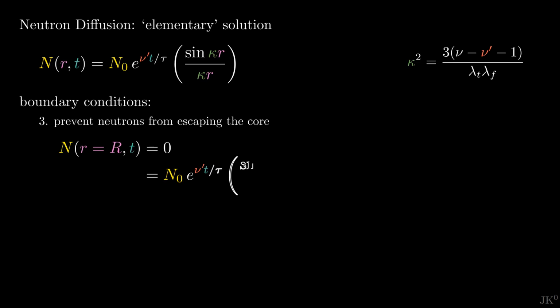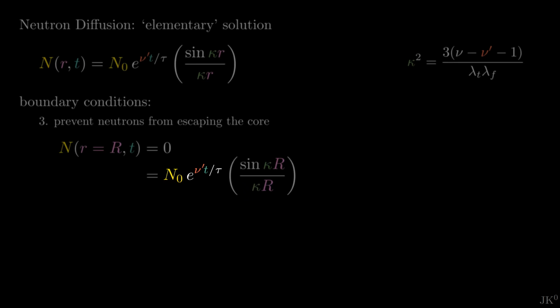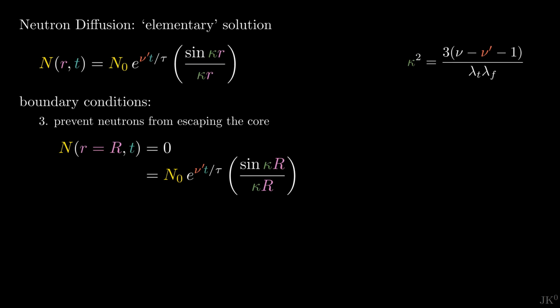We evaluate our function at r equal the radius of the sphere. All the terms outside the parentheses are positive numbers, so we can get rid of them. Similarly, the denominator inside the parentheses is a positive number, so the only way that this equation can be satisfied is that the sine of kappa times r is equal to 0. And if you remember from trigonometry, the simplest solution for sine of something equals 0 is that something, in this case kappa times r, is equal to pi. And from here we find that kappa must be pi divided by r.